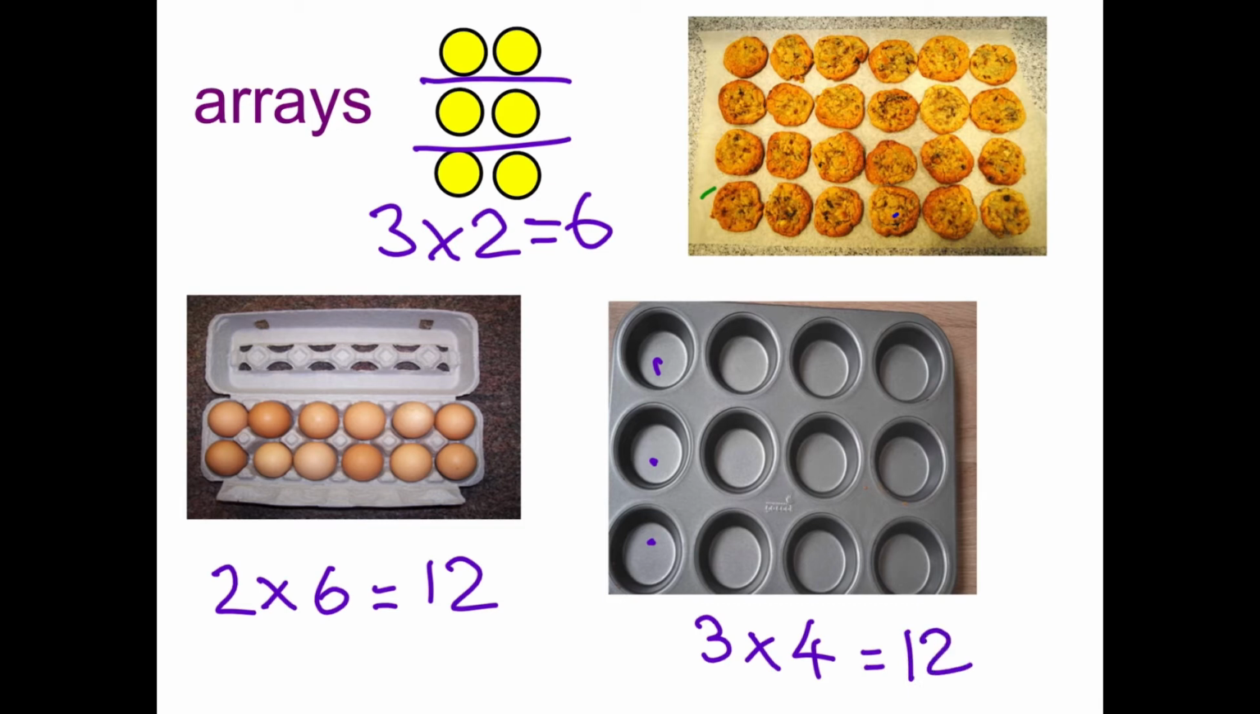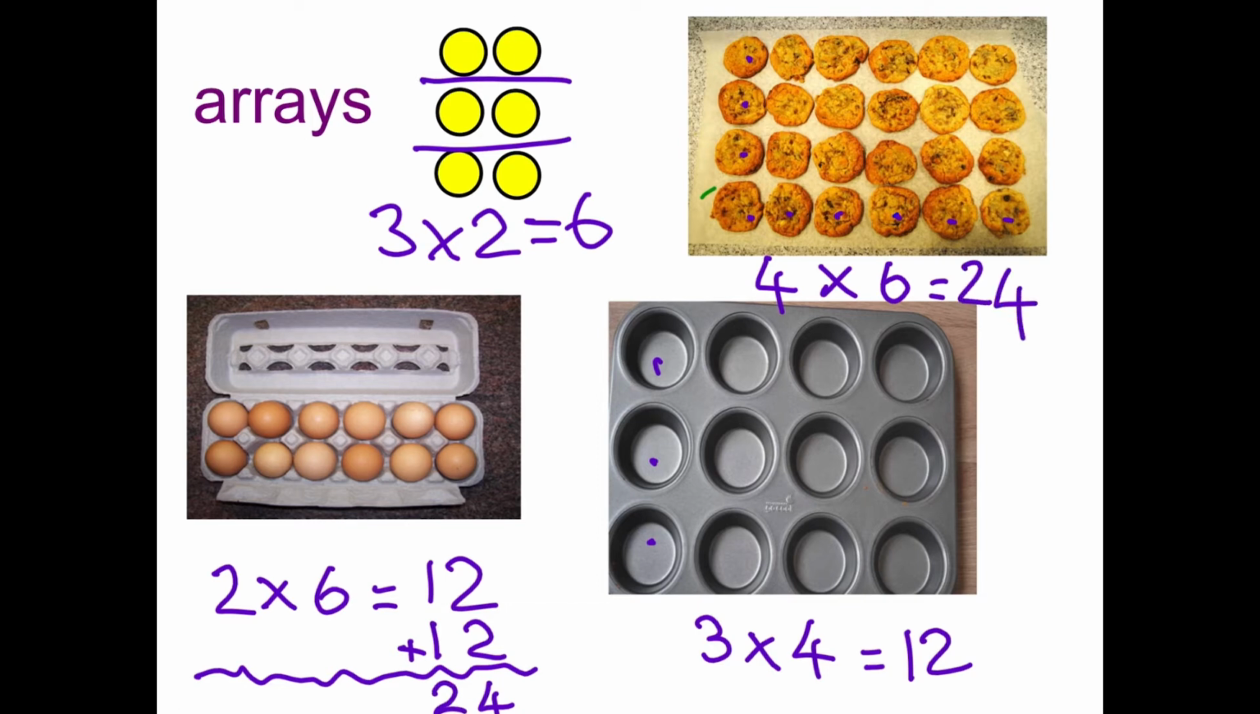And this one here we've got 6 in a row, 1, 2, 3, 4, 5, 6. And how many rows? 1, 2, 3, 4. So that's 4 times 6. Now you might have to count those to work out 4 times 6. Or you could think of it as double this one. 2 6s are 12. So if we had 12 and 12 and we used our column addition, 2 and 2 is 4, 1 and 1 is 2. It's actually 24. That's a quick way of working it out.